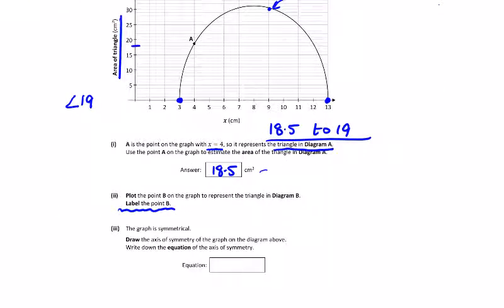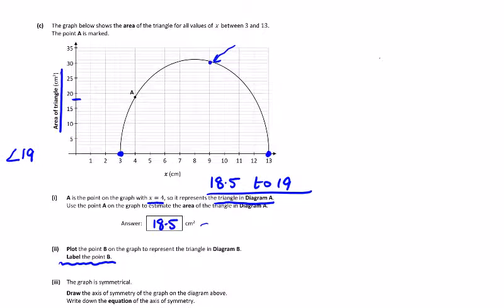The graph is symmetrical. Draw the axis of symmetry and write down the equation. So we know these are symmetrical between 3 and 13. Any quadratic is symmetrical. We would have to jump to 8 to get to the middle. So here's the middle. The line of symmetry goes down this way. So the y value changes all the way up, but the x value doesn't. X is equal to 8 all the way along this line.